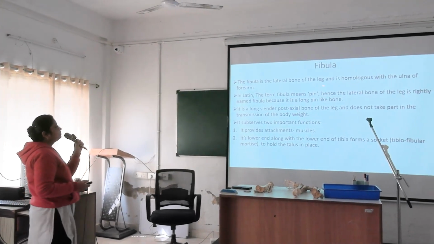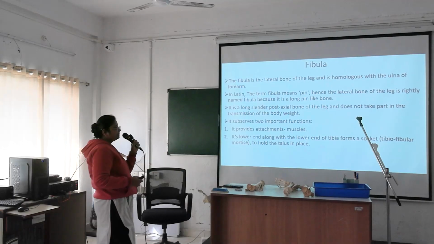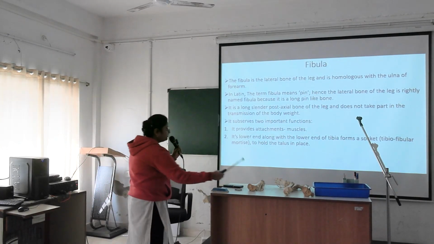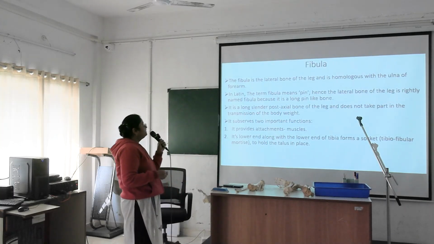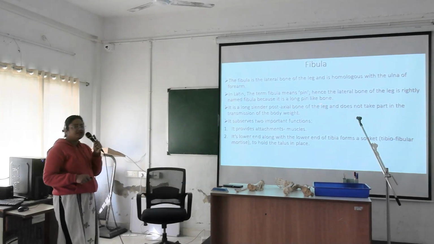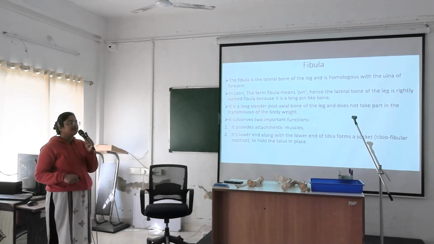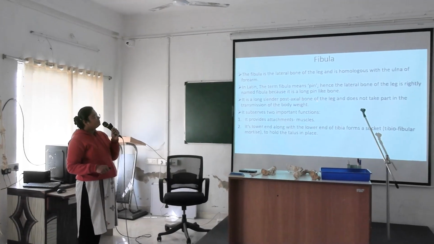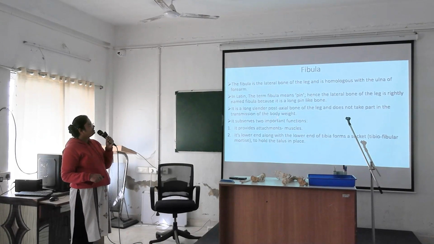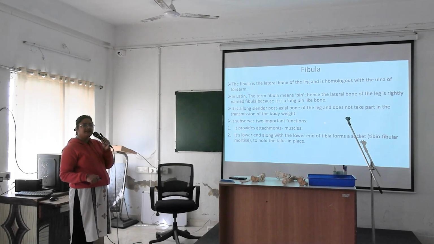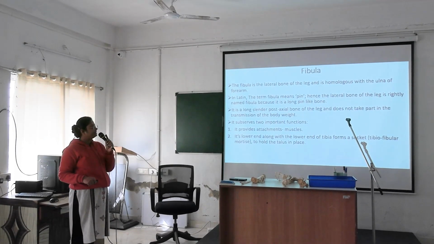Fibula is the long bone of the leg that is homologous with ulna of the forearm. So this is fibula you have seen. In Latin, the term fibula means pin. Hence, the lateral bone of leg is rightly named fibula because it is a long pin-like bone, and it is a long, slender postaxial bone of the leg and does not take part in transmission of the body weight.